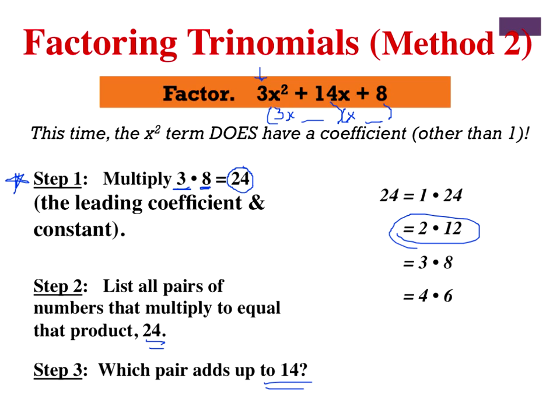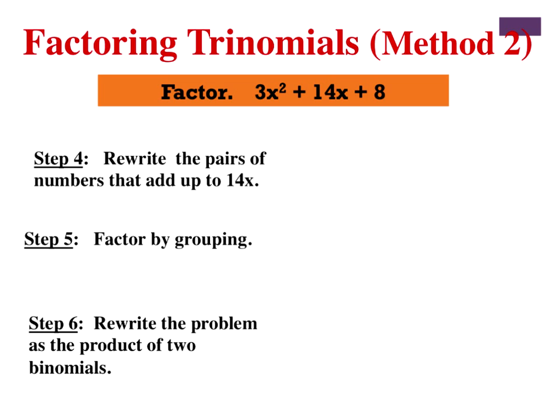So what's been a little different right now is we've started off with multiplying 3 times 8 to give us 24. Then we've done kind of a similar method, listing the pairs of numbers that equal that 24, figuring out what adds up to the middle term. But that does not mean we can just put a 2 and a 12 into these blanks. That's not going to help us. So what are we going to do? Well, we're going to rewrite the pairs of numbers that we found. Remember, we found 2 and 12. 2 times 12 multiplies to 24 and adds to 14x.